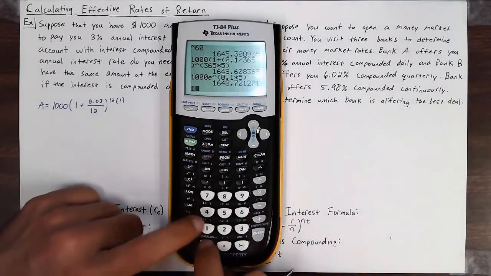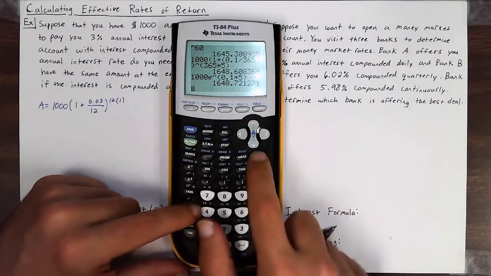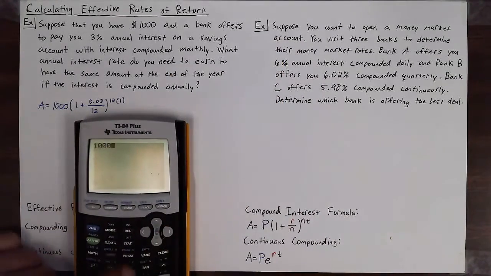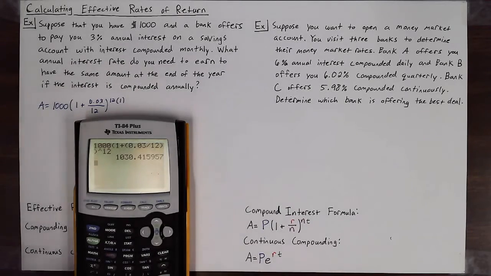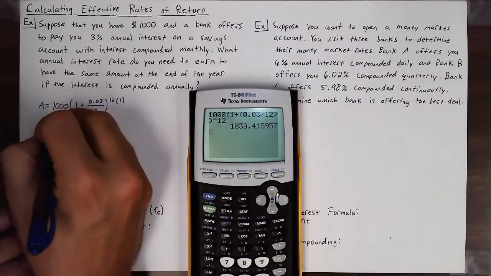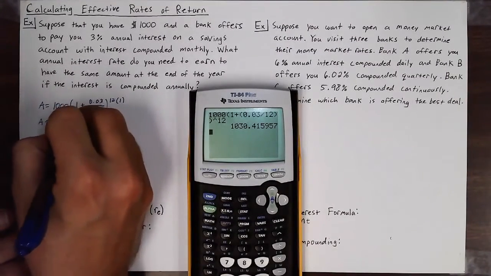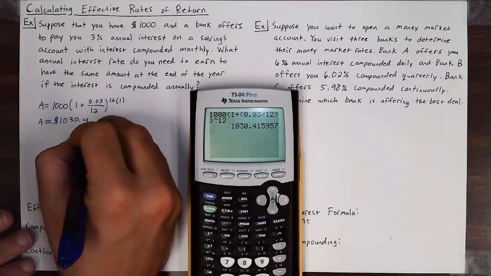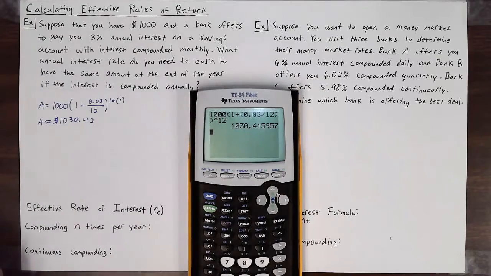So I'm going to plug in all of this. So 1,000 times 1 plus 0.03 divided by 12, all raised to the 12 times 1 power, which is just 12. And we get $1,030.42, rounding up properly.